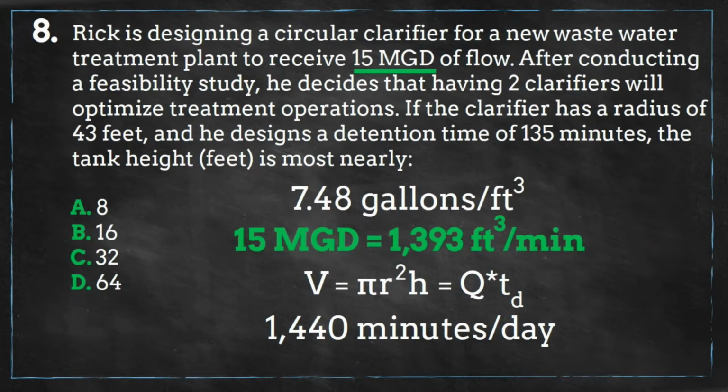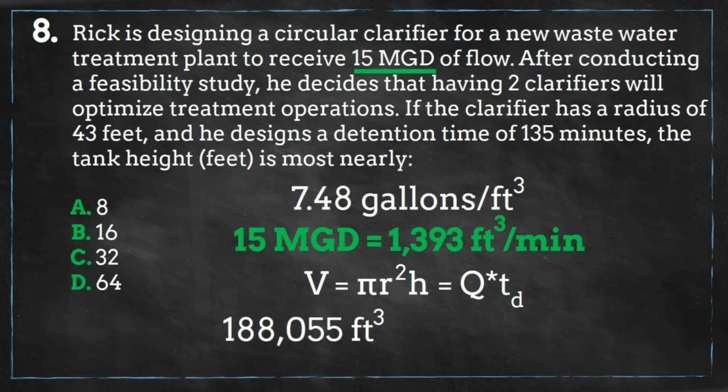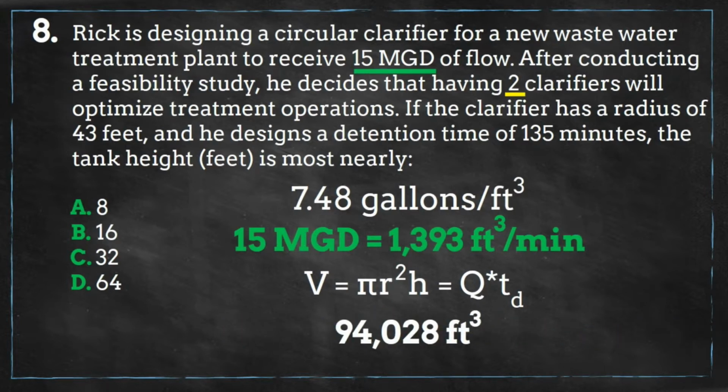That gives us 1,393 cubic feet per minute, and multiplied by the detention time gives us a volume of 188,055 cubic feet. This is where many people will make their mistake. Remember that Rick is using 2 clarifiers, so only half of this flow will be going to each. So here let's divide this volume by 2, and we get 94,028 cubic feet.